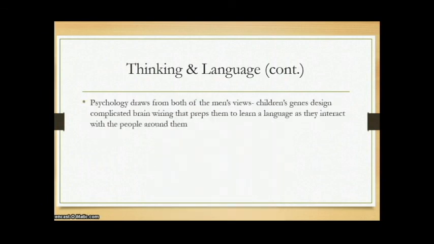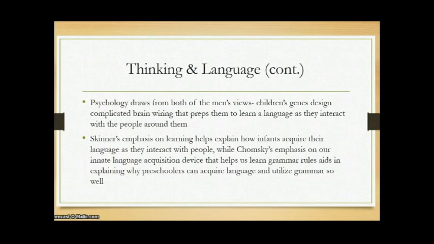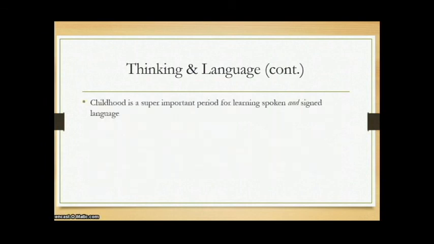Psychology draws from both of the men's views. Children's genes design complicated brain wiring that preps them to learn language as they interact with the people around them. Skinner's emphasis on our learning helps explain how infants acquire their language as they interact with people, while Chomsky's emphasis on our innate language acquisition device that helps us learn grammar rules aids in explaining why preschoolers can acquire language and utilize grammar so well. Childhood is a super important period for learning spoken and sign language.